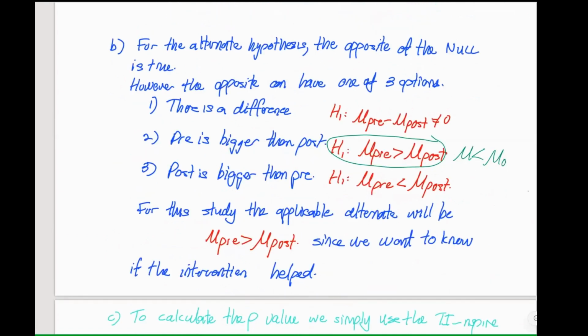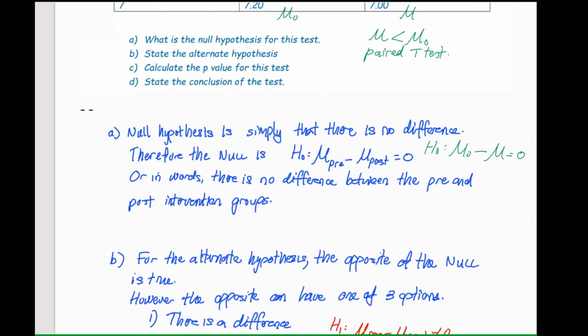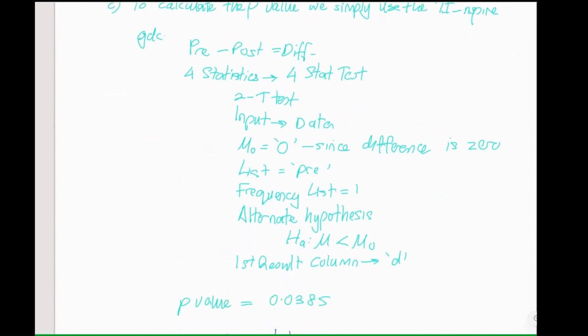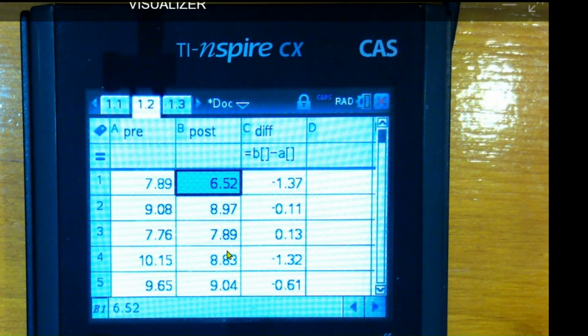The third part of the question, calculate the p-value for this test. Here is where we use the calculator. We go to statistics, stats test, t-test. We input our data and okay, here's the example. We are on the CX Inspire now. I've keyed in this data manually. This is the pre-data, the post-data, and the difference.